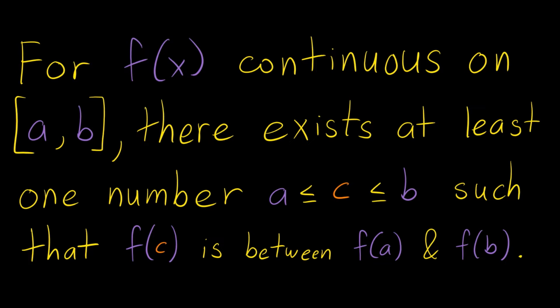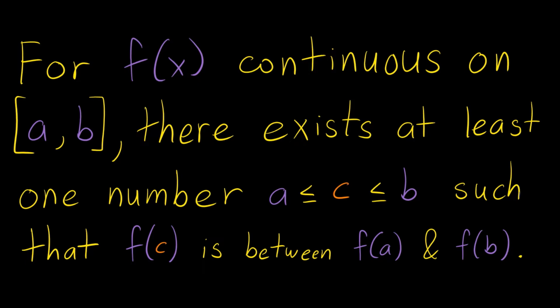For f of x continuous on [a, b] basically tells us that this theorem only applies to functions that are continuous from x equals a to x equals b, and that includes both x equals a and x equals b. There exists at least one number, a is less than or equal to c which is less than or equal to b, tells us that it's possible to find at least one x value that we'll call x equals c that is between x equals a and x equals b, and this x value is going to have the property such that f of c is between f of a and f of b.